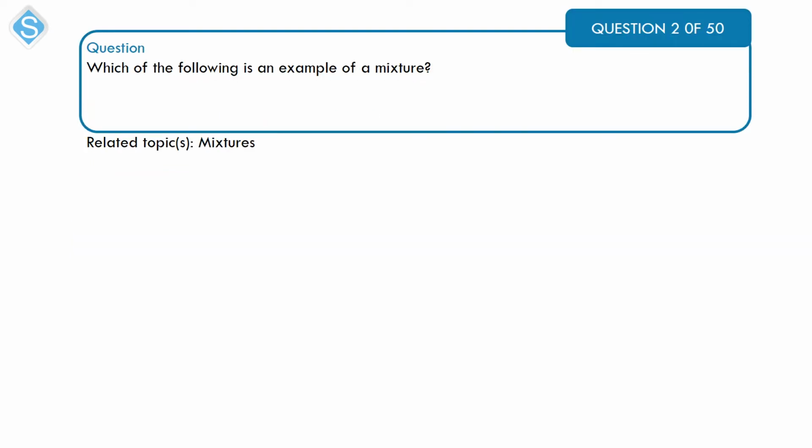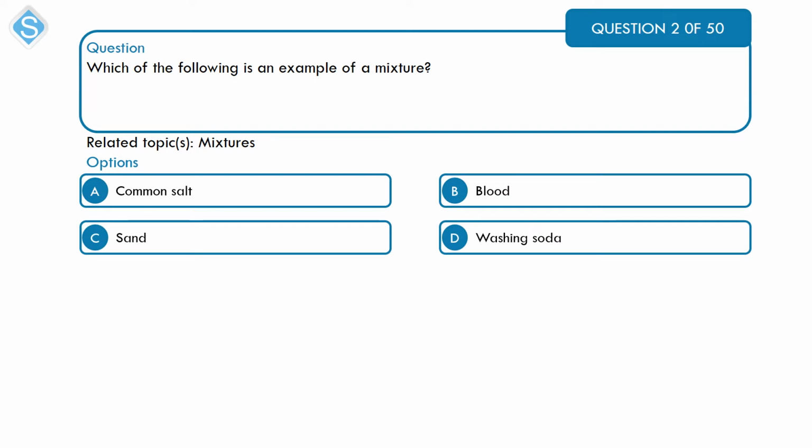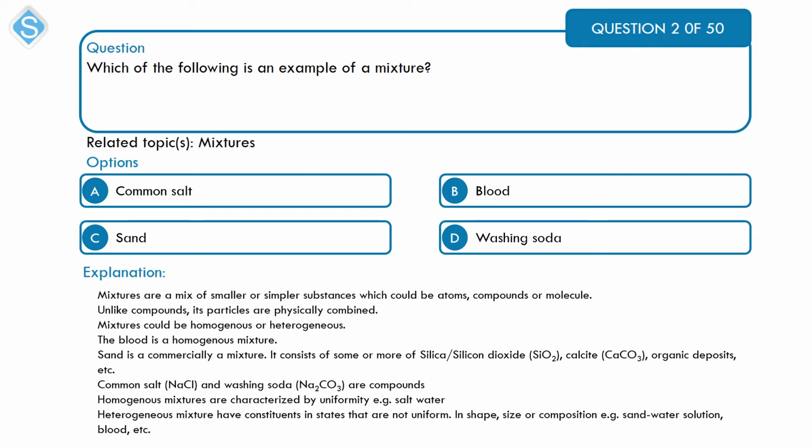The next question is on mixtures. Which of the following is an example of a mixture? You have common salt, blood, sand, and washing soda. Mixtures are a mix of smaller or simpler substances, which could be atoms, compounds or molecules. Now, like compounds, the particles of a mixture are physically combined, and so they can also be separated by physical means. From the options here, the correct option is option B, which is blood.